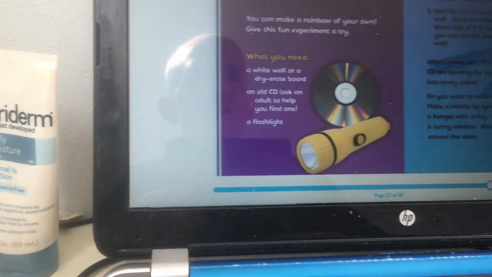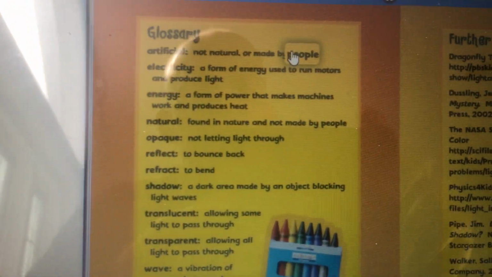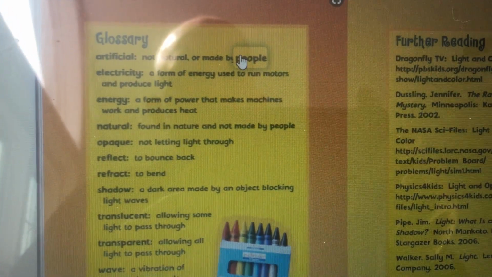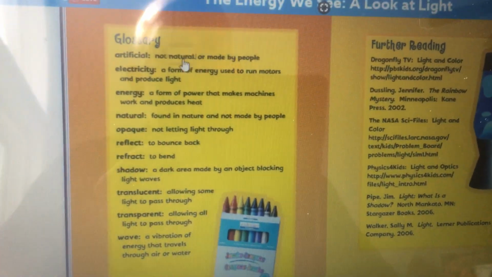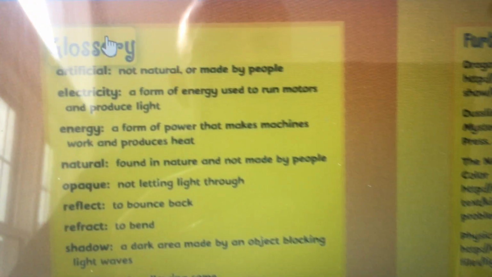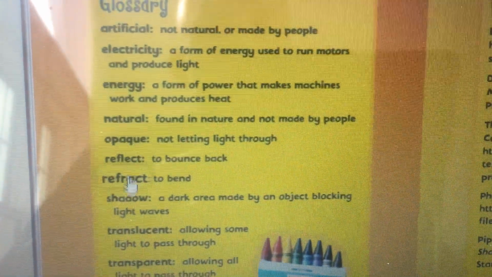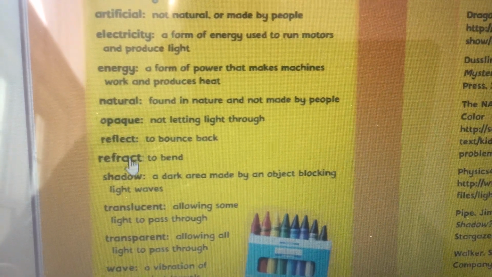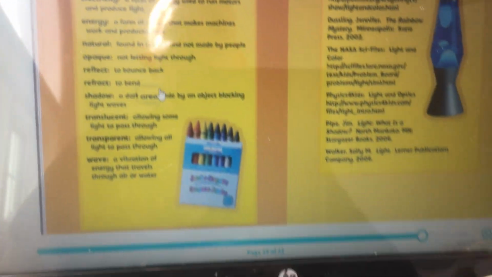So that's the end of the book. There's a cool activity that you could try at the end of the book. We're actually going to do an activity in a few minutes in science, so that'll also be fun. And then at the end, there's a glossary. So another clue that this is nonfiction is there's a glossary. Glossary is like a dictionary with all the cool words we learned in this book, like opaque and reflect and refract and shadow, translucent, transparent.